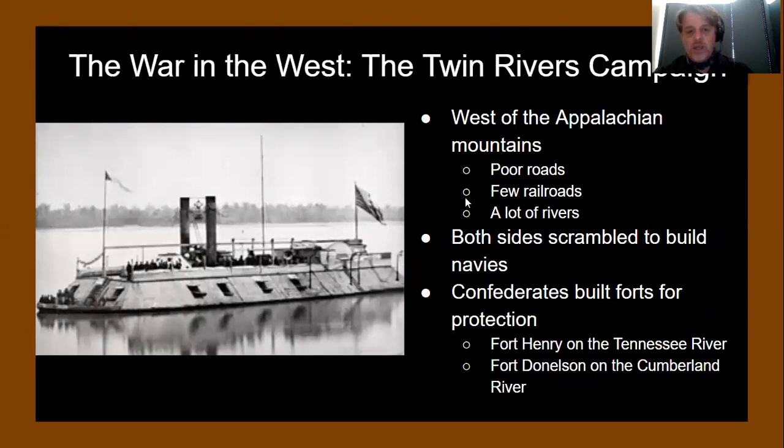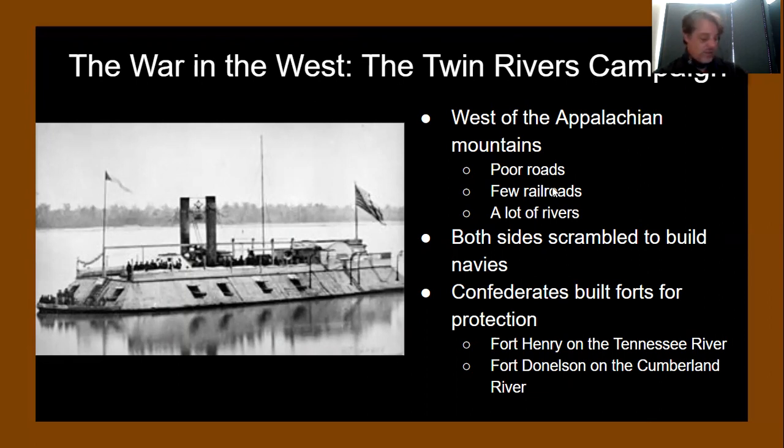All right, the Twin Rivers Campaign in the West. Now, this isn't west of the Mississippi. This is just west of the Appalachian Mountains. The West in this instance means the Midwest. So you're talking Tennessee, Kentucky, Ohio River Valley, Tennessee River Valley, that area there. They didn't have roads. Mostly if they were marching overland, they were cutting their own roads. They had very few railroads.